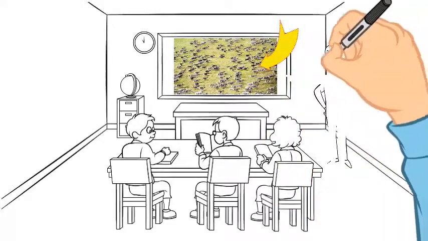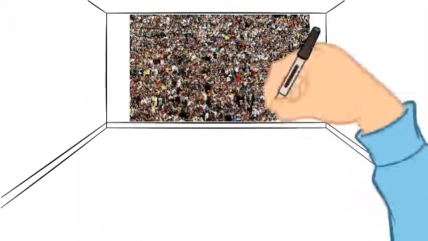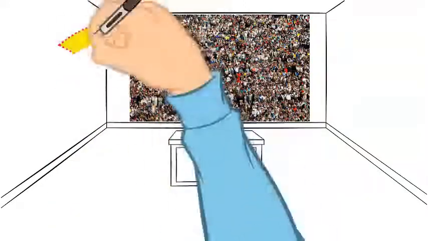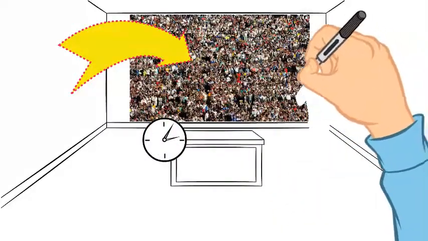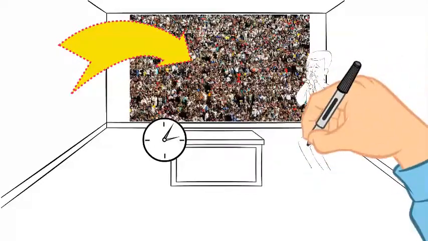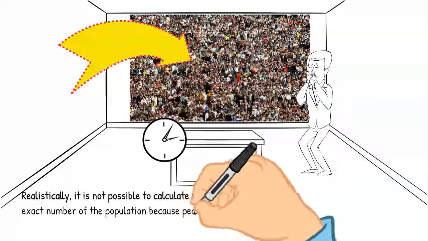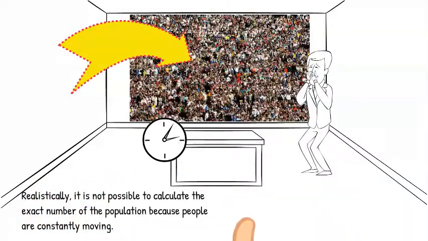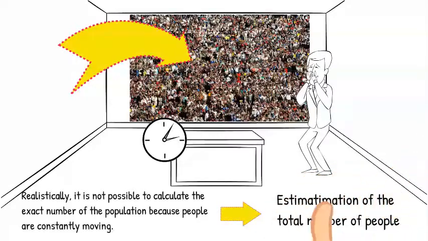Yes, we can count one by one, right? But how about this one? It will take so long if you count one by one. Realistically, it is not possible to calculate the exact number of the population because the animals are constantly moving. In this case, it would be better to estimate the total number.